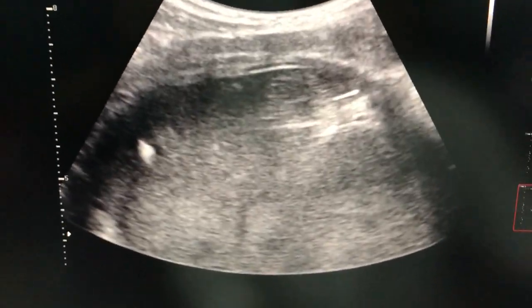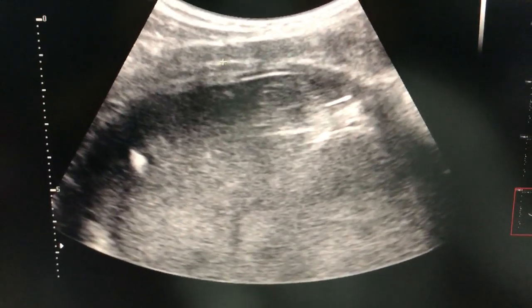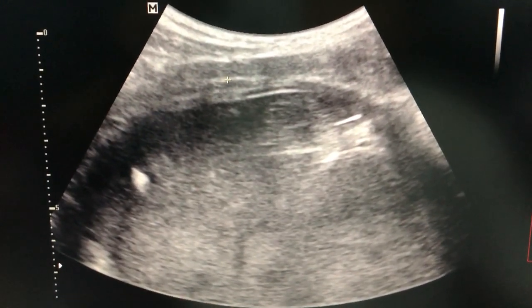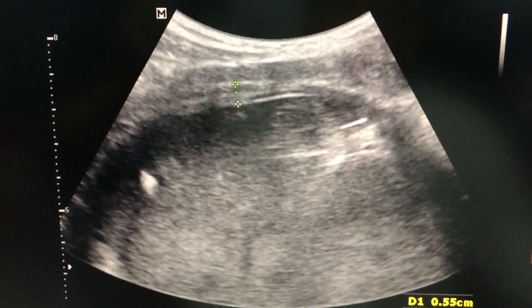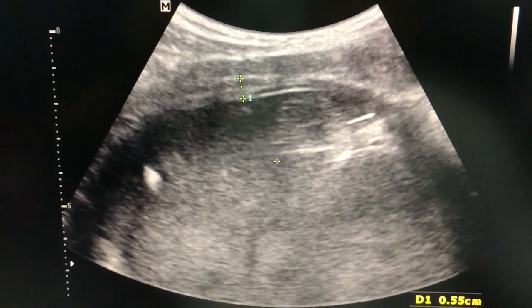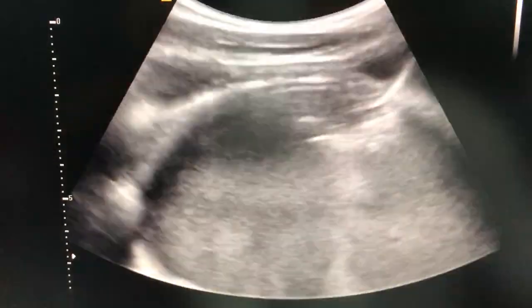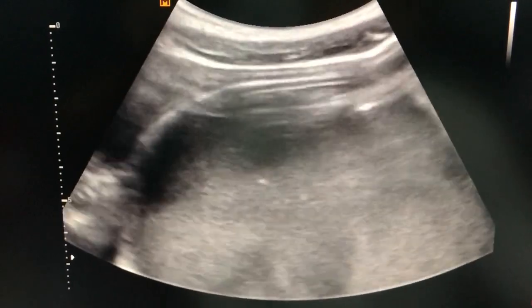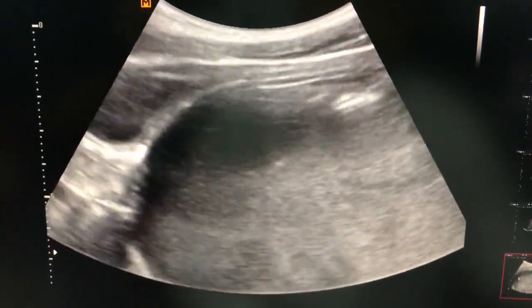Normal simple ovarian cyst wall thickness is maximum up to 1 or 1.5 mm, but here you can see the wall thickness is 5 mm, so this is quite diagnostic of torsion.